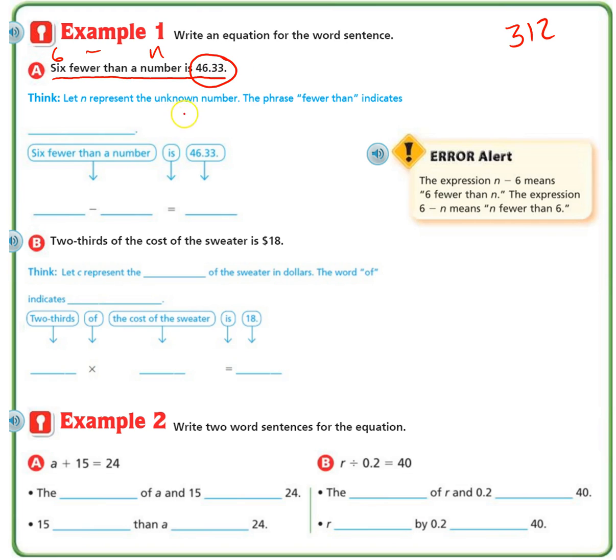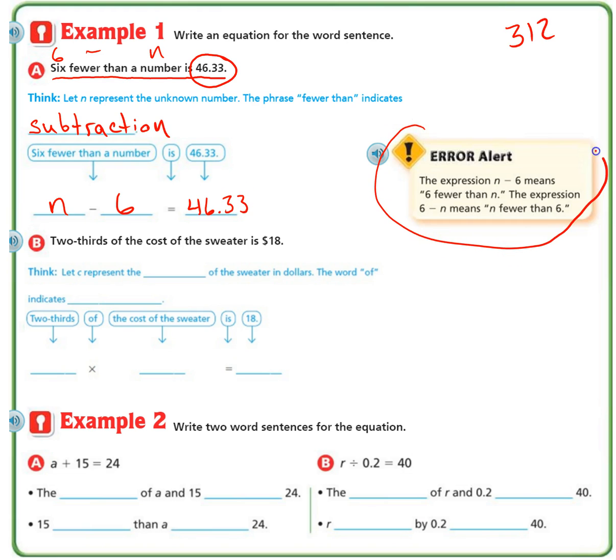So let n represent the unknown number. The phrase fewer than indicates subtraction. We already said that. So we want 6 fewer than a number. So we want a number, and then we want 6 fewer than that. Minus 6 is 46.33. Okay.